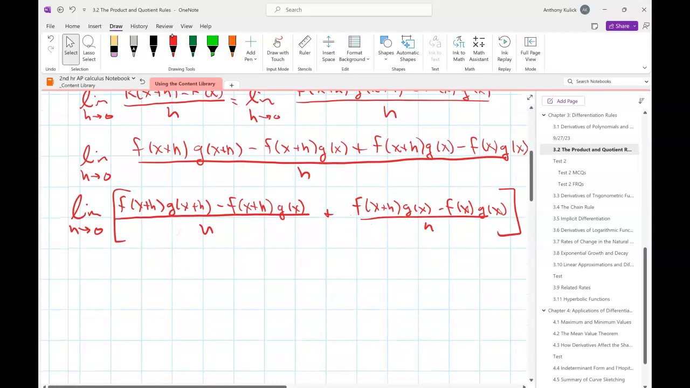What do you notice in the first fraction? You have a greatest common factor of f of x plus h. In the second fraction, what do you notice?